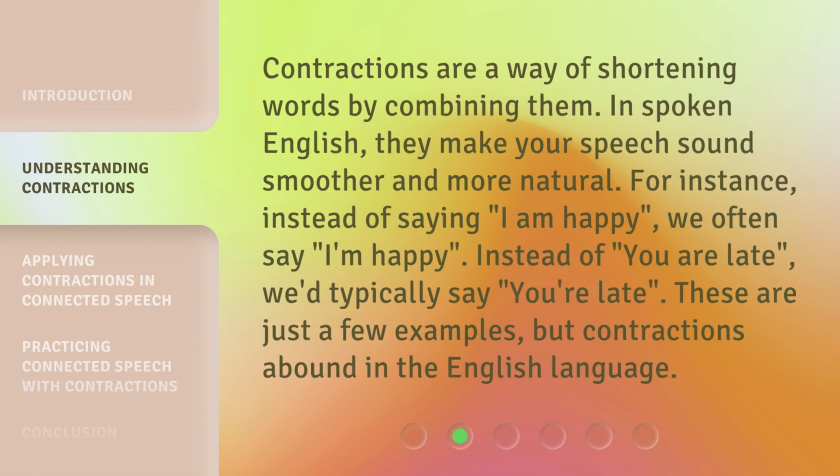Contractions are a way of shortening words by combining them. In spoken English, they make your speech sound smoother and more natural. For instance, instead of saying, I am happy, we often say, I'm happy. Instead of, you are late, we typically say, you're late. These are just a few examples, but contractions abound in the English language.